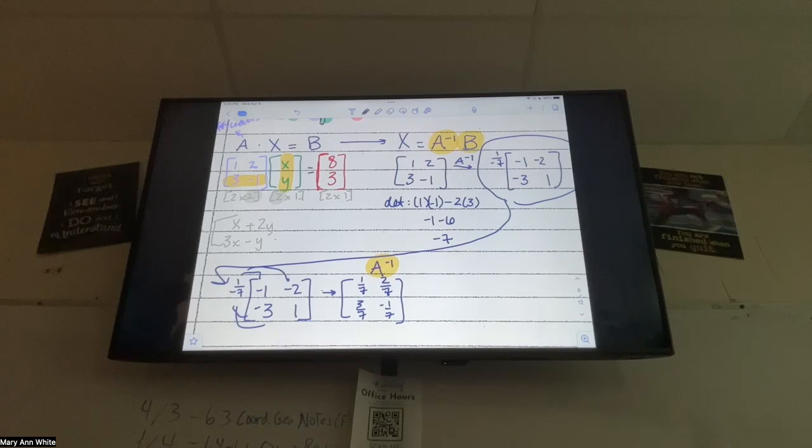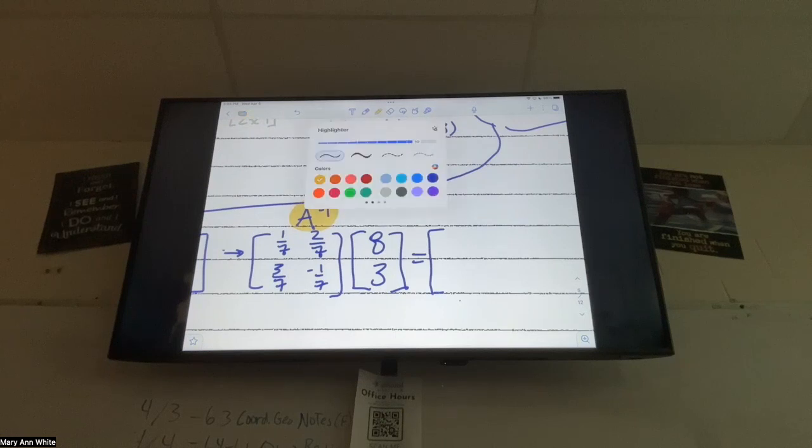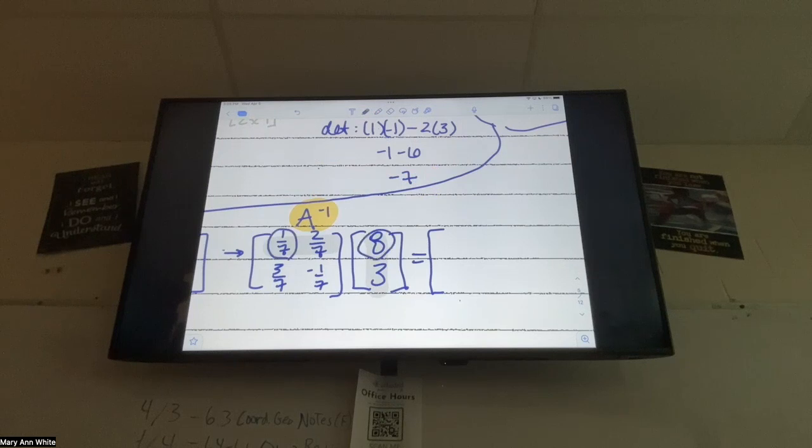The last step is I need to do A to the negative first times B. So I'm gonna take this matrix I just found and multiply it times my B matrix, 8 and 3. I know it stretches us to keep fractions, but I'm really gonna urge you to keep the fractions here, okay? So when I multiply, we're gonna do 1 over 7 times 8, so that's 8 over 7, plus 2 over 7 times 3, which is 6 over 7. Okay, we'll break that apart in a second.